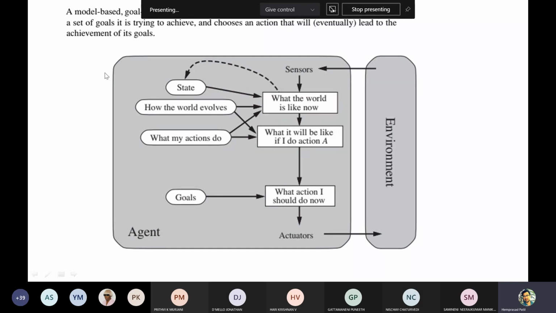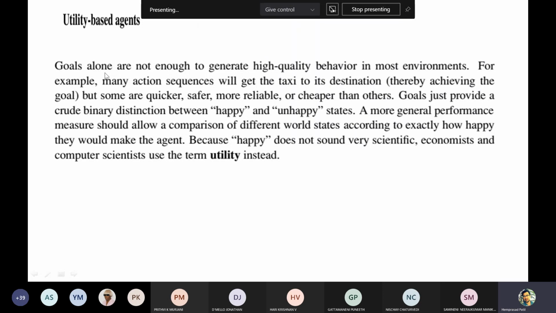So this is the goal-based agent. Next is utility-based agents. Goals alone are not enough to generate high-quality behavior in most environments. For example, many action sequences will get the taxi to its destination, thereby achieving the goal. Now, to reach destination B from destination A, say there are three routes. Route 1 is the shortest one, so you'll require less diesel and less time to reach from A to B.